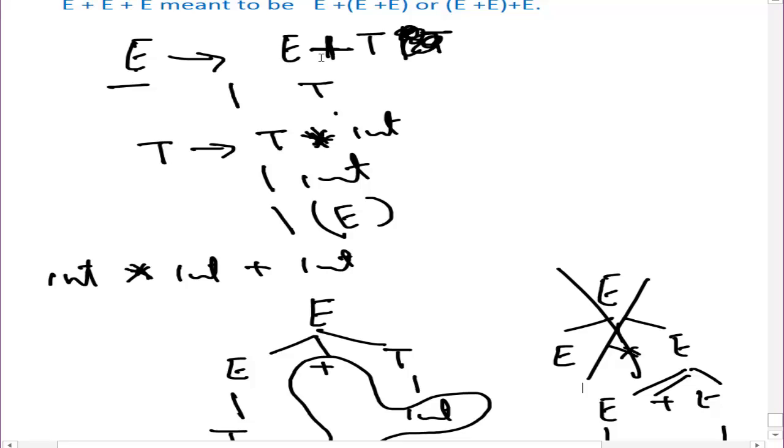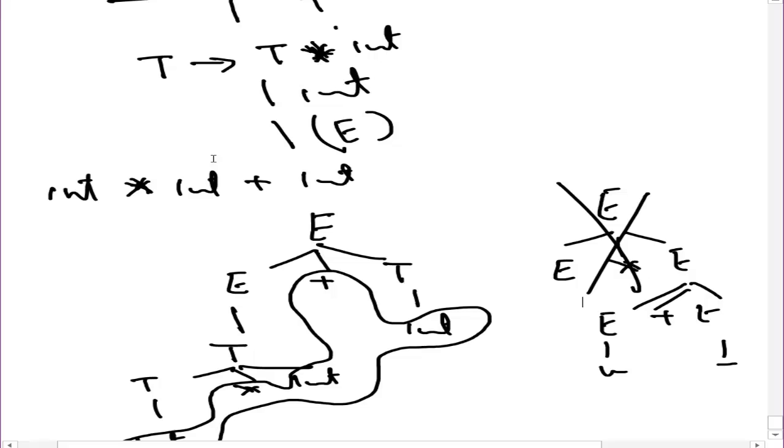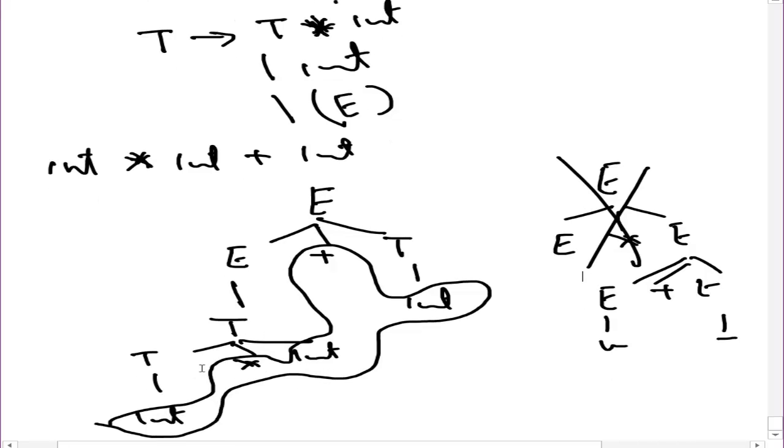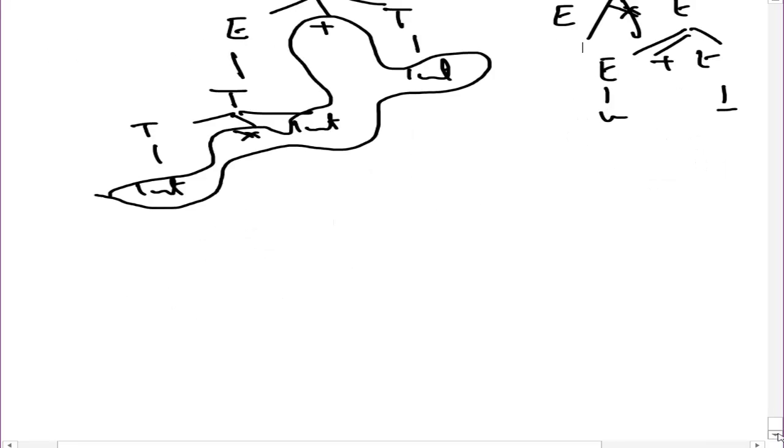Once you are done with the E, then you can go for a T. That means T will go down automatically, so it will have a more precedence now, right? So we can fix this thing. What about the associativity?